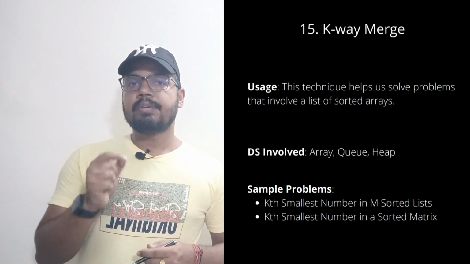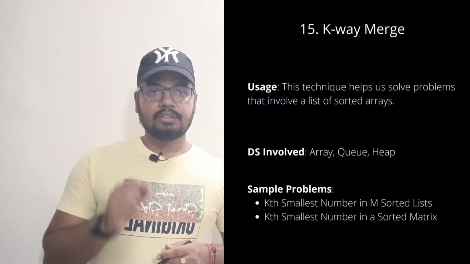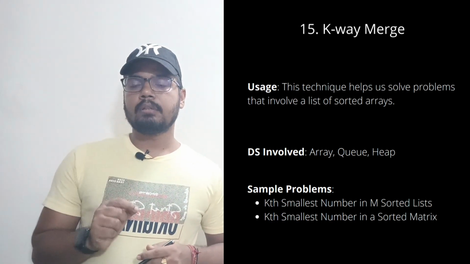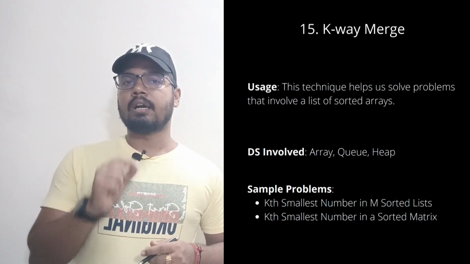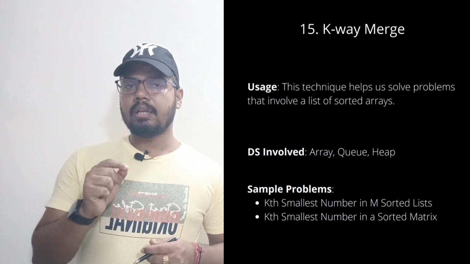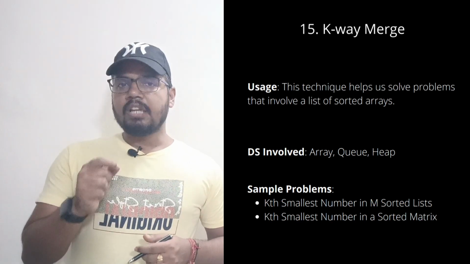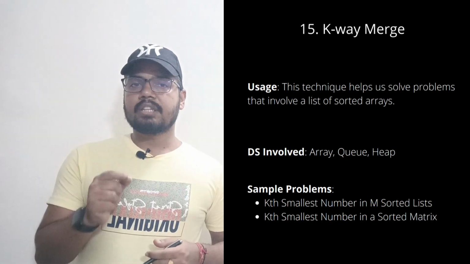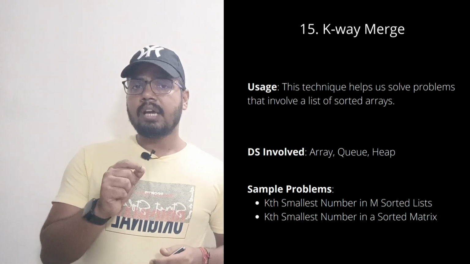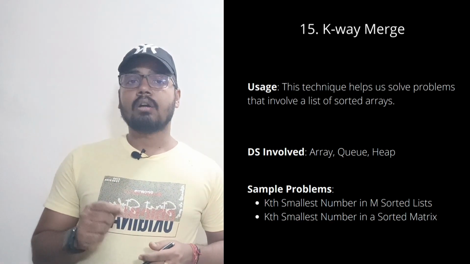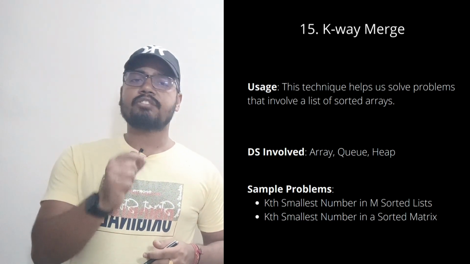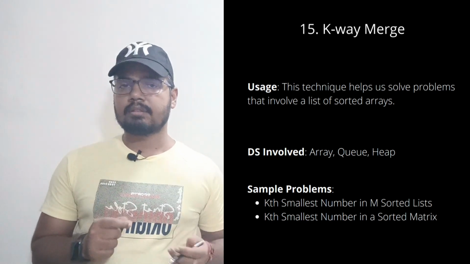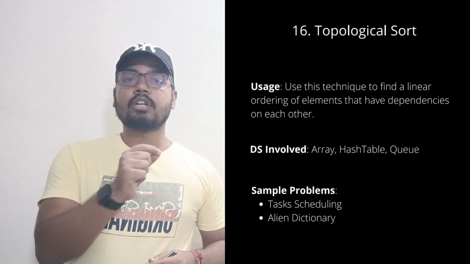The next technique is k-way merge. This technique is used to solve the problem that involves a list of sorted arrays. The DS involved is array, queue and heap. The simple example is like find out the kth smallest number in m sorted lists, or find out the kth smallest number in a matrix.